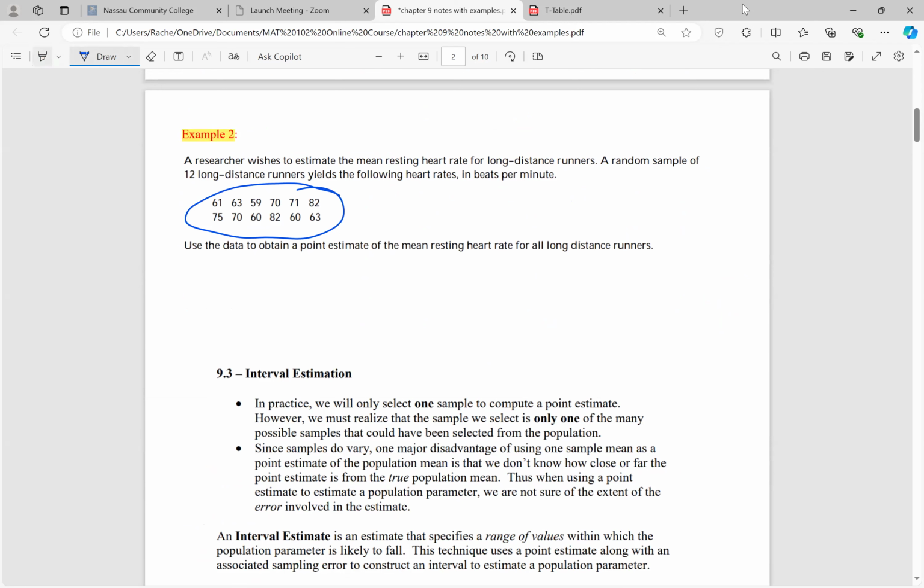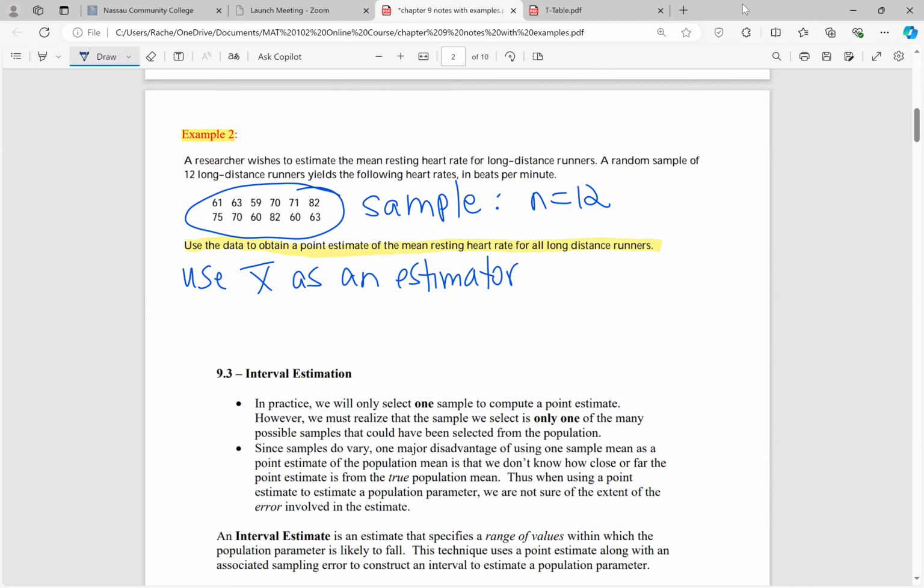So the question says, use the data to obtain a point estimate of the mean resting heart rate for all long-distance runners. So again, we're trying to estimate mu. That's the mean heart rate for all long-distance runners. But I don't have data on all the long-distance runners, right, for the whole population. This is just a sample. And my sample is size 12. So N is equal to 12. So what I can do is I can use X bar, the sample mean, as an estimator of mu, which is the true population mean.